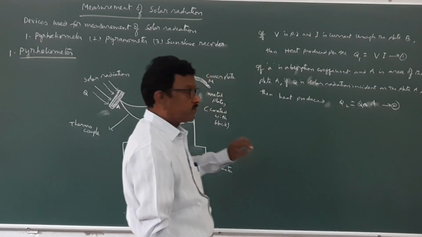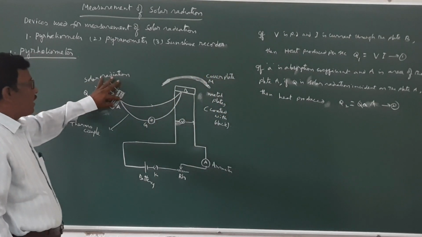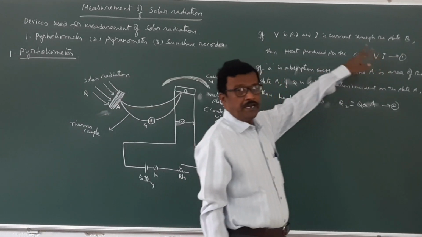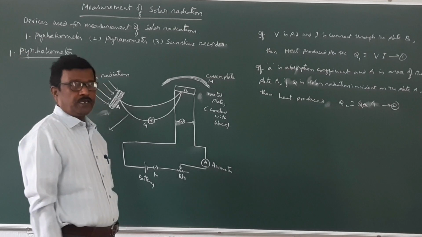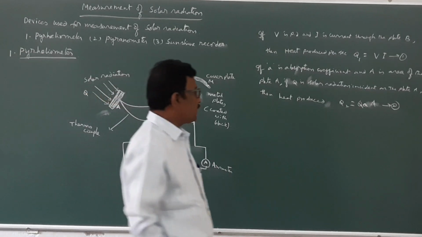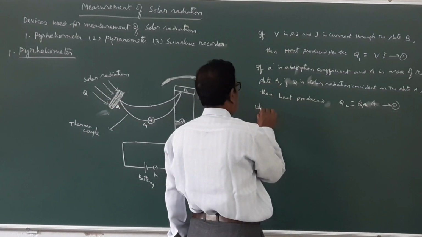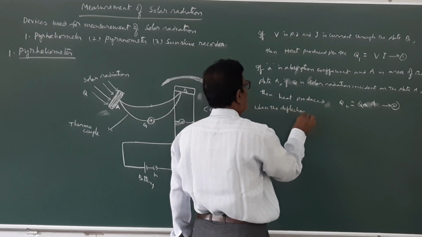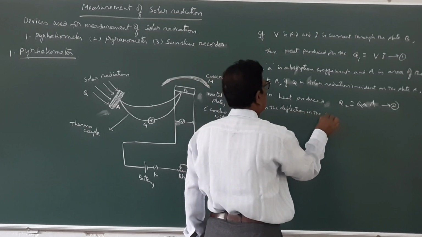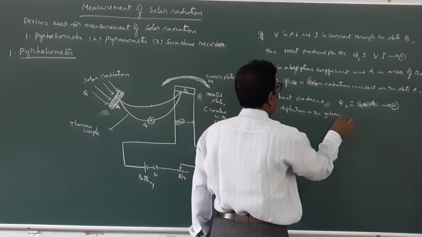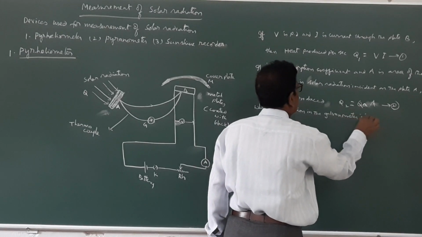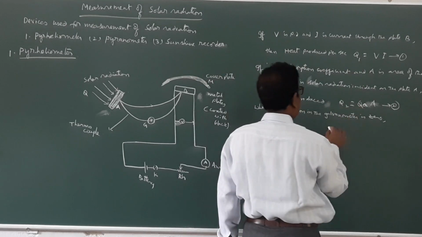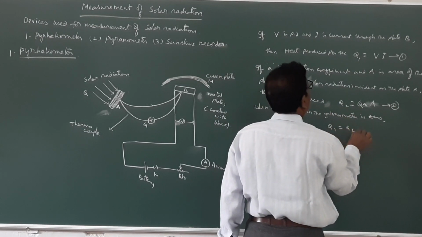This is the heat absorbed by the plate A, and this is the heat produced in the plate B. If the galvanometer shows zero deflection, then these two are equal. Q1 is equal to Q2.